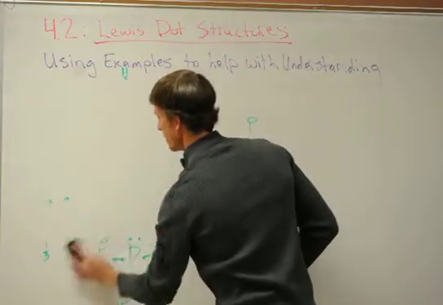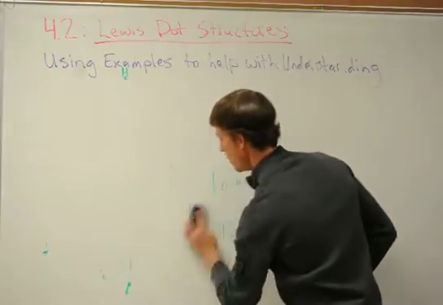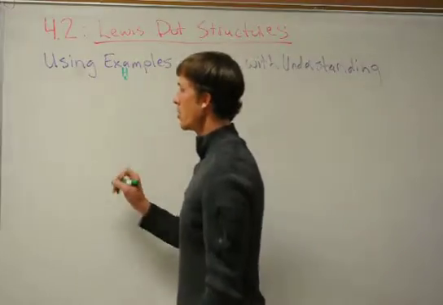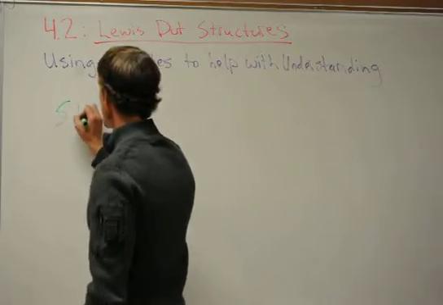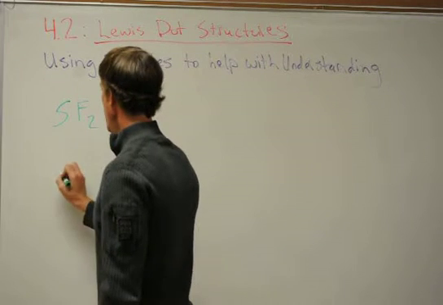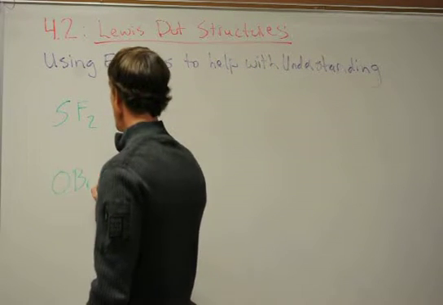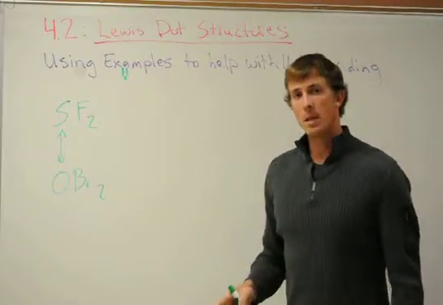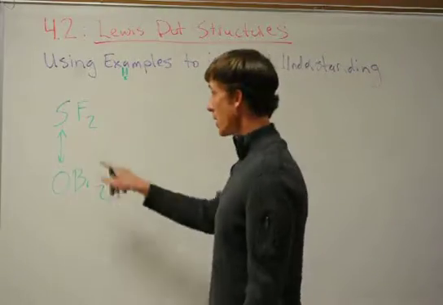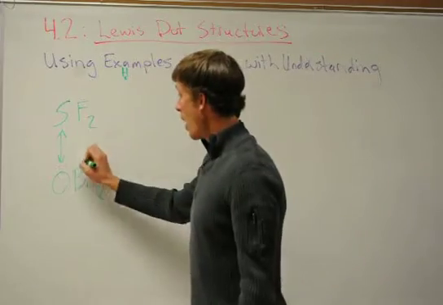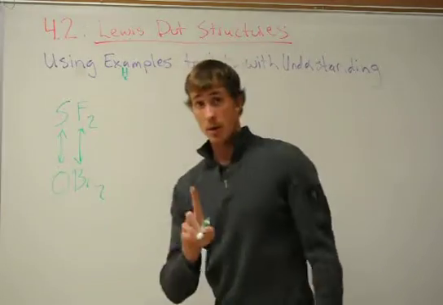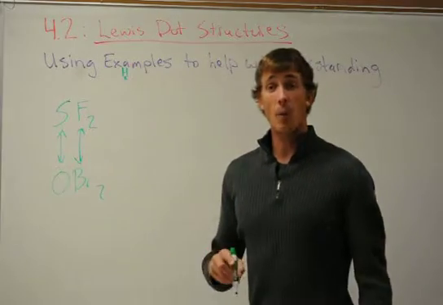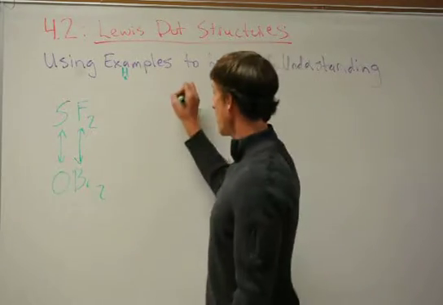Let's try a few more. All right, so let's try, how about SF2 and OBr2. Notice that S and F are both in column 16. They want 2 electrons. Look at the 2. And Br and F just want 1. So this works out well. So S is the atom that wants the most bonds, so it's in the middle.